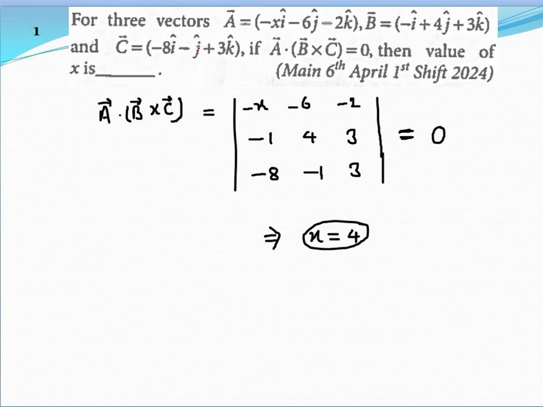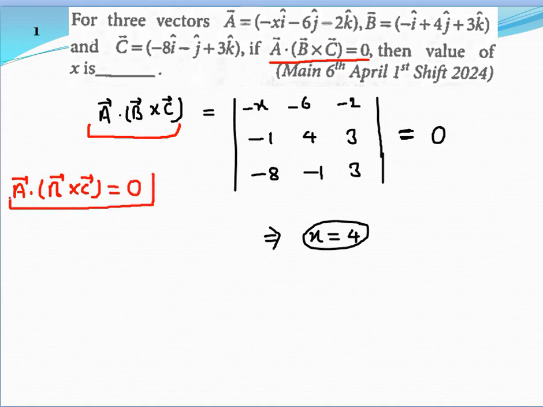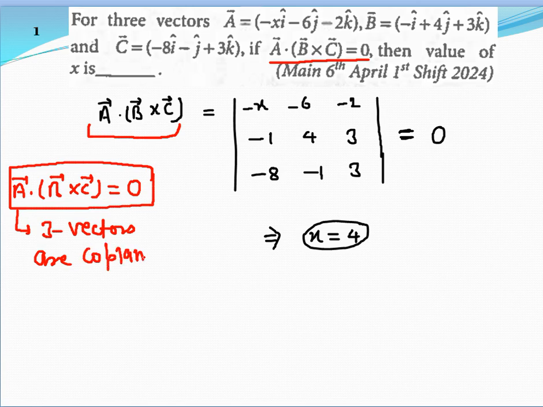We have three vectors, and they have given a condition: if A dot B cross C becomes 0. We must know this is the condition. They can also write the condition in the way that these three vectors are coplanar.